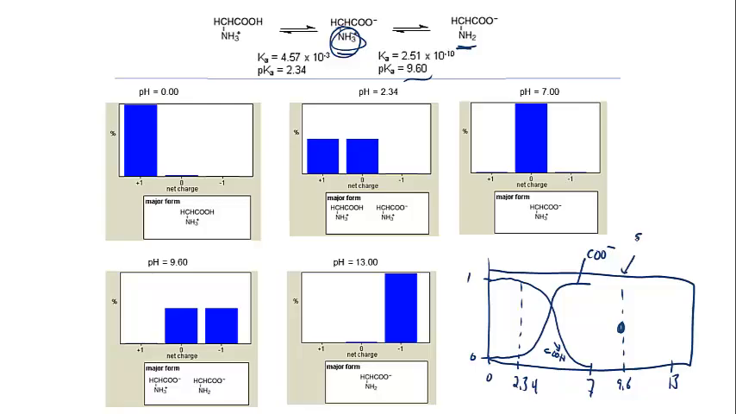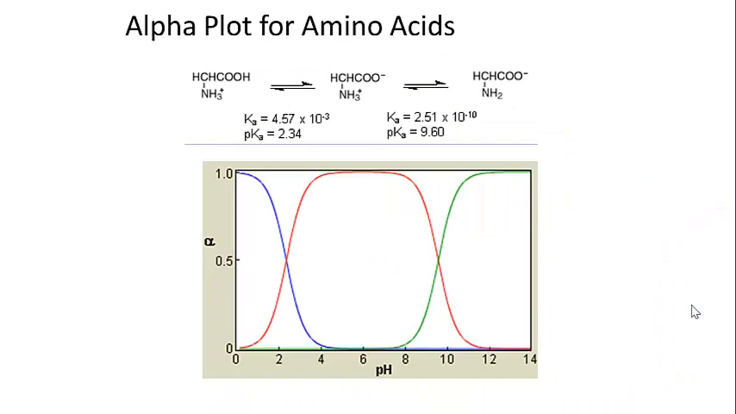So at this stage, you have 50% where the amino acid has a COO minus plus an NH3 plus group, and 50% of an NH2 group and a COO minus group. When you get far over here, you've lost both of the hydrogens, so now you've got the COO minus group plus the NH2 group. So you have an alpha plot that looks like this. This part here is COOH plus NH3 plus. This here is COO minus plus NH3 plus. This part here is COO minus plus NH2.